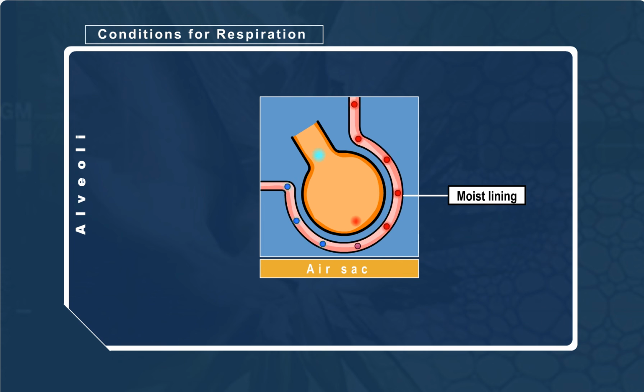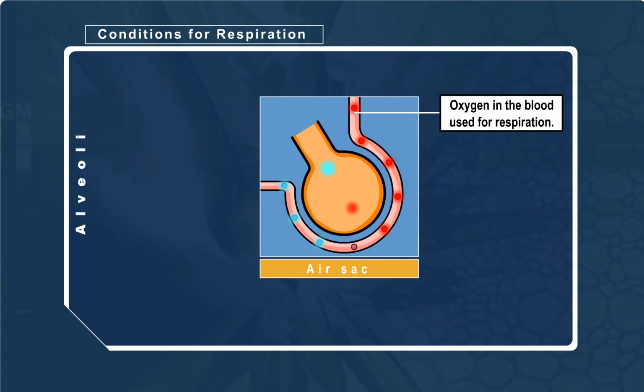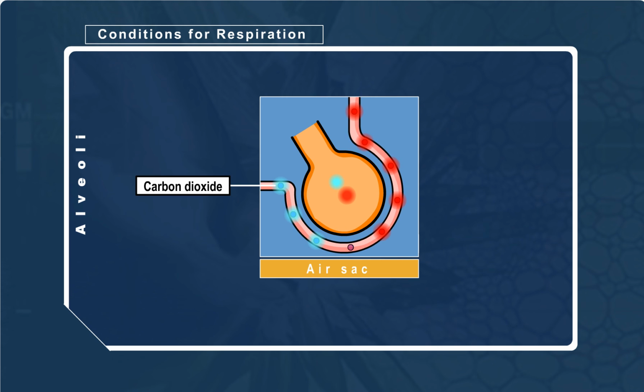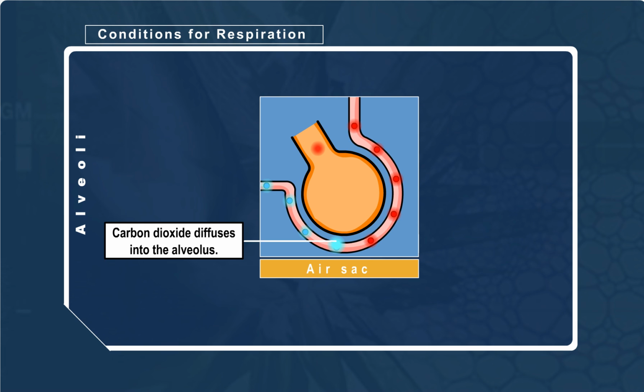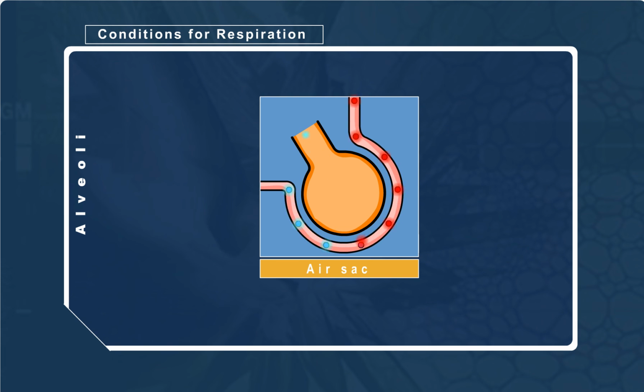The moist lining of the alveoli enables oxygen in the air sacs to pass through the moist lining and into the blood. At the same time, carbon dioxide passes through the moist lining and enters the air sacs. This movement of gases is known as gas exchange.